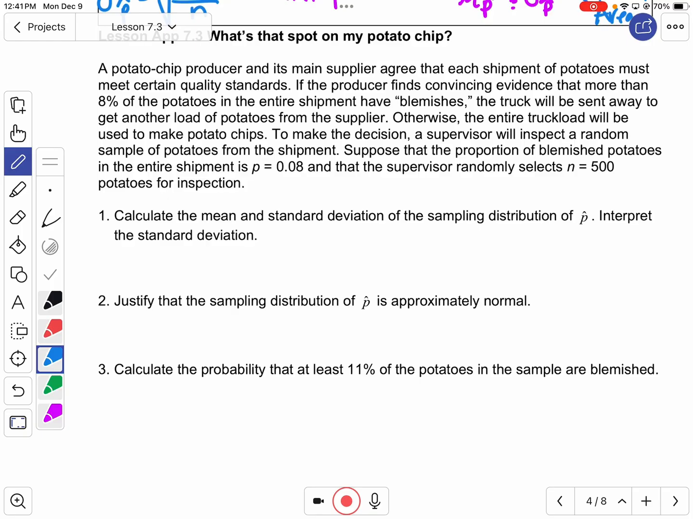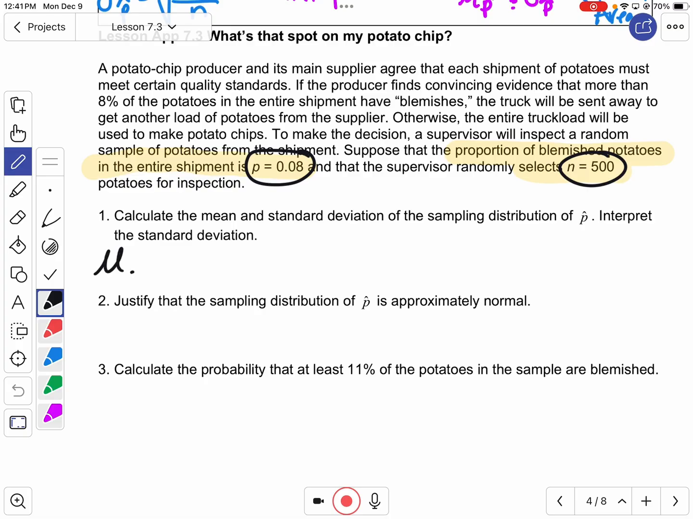So this is all talking about this chip situation and finding blemishes on potatoes. And then I get down to the very last sentence, and there's the information that I want. It says, suppose that the proportion of blemished potatoes in the entire shipment is 0.08, and that they randomly select 500 for inspection. That's really the only 2 numbers I need to do everything in this problem. I need that proportion, which is a decimal, and I need to know how many things were in the sample. So it says to calculate the mean and the standard deviation.